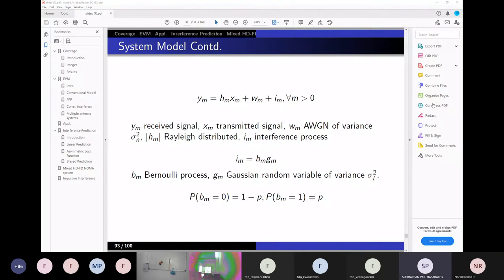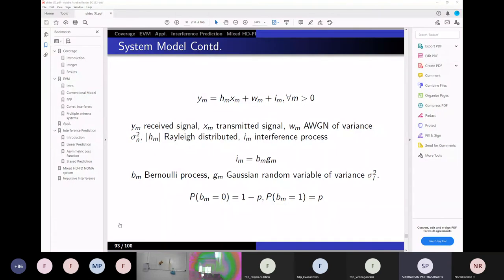Now, when there is no impulsive interference, your SNR is going to be mod h squared p by sigma n squared. When there is impulsive interference, your SNR is going to be mod h squared p by sigma n squared plus sigma e squared. This mod h squared p by sigma n squared will occur for 1 minus p times, and mod h squared p by sigma e squared will occur for p times. Nu is the ratio of sigma e squared by sigma n squared. Next slide, slide number 95.